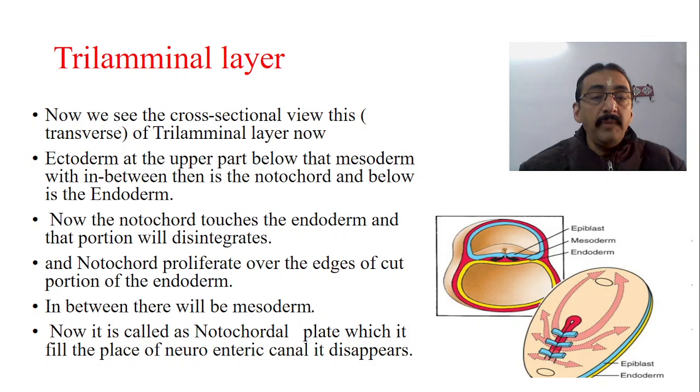Now this particular area where the notochord proliferates over the edges of the cut portion of the endoderm is called the notochordal plate. It will fill the place of the neuroenteric canal as it disappears.